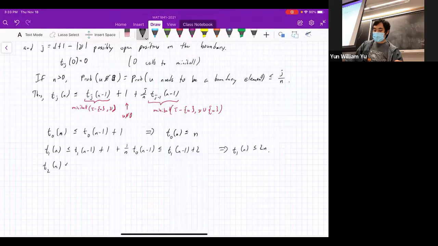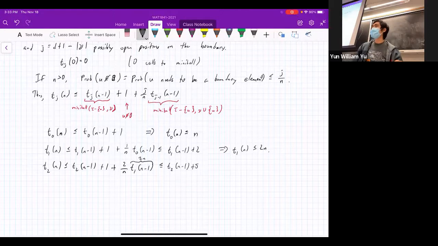And t_2(n), well, this is going to be less than or equal to t_2(n-1) plus 1 plus 2 over n times t_1(n-1). But this, of course, is just 2n. And so this is less than or equal to t_2(n-1) plus 5, which implies that t_2(n) is less than or equal to 5n. Now 5 is less than 6, so I'm just going to say this is less than or equal to 6n, where 6 is 3 factorial. I mean, it's just equal, but I'm using less than or equal to everywhere here.